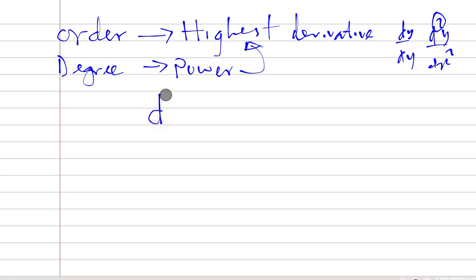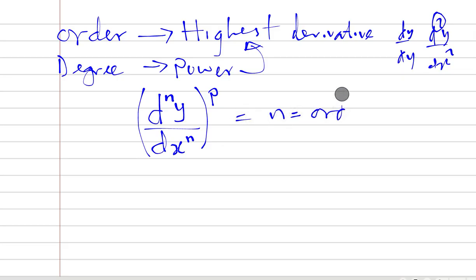If you have d^n y over dx^n all raised to power p, this is what we are saying in essence. This is the practical way of saying this. That is, n is the order, and p is the degree. I say again, n is the order and p is the degree.